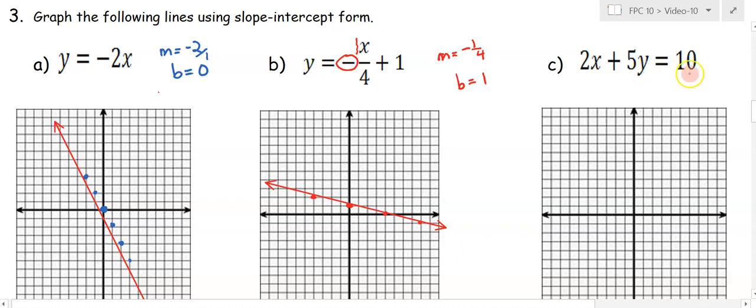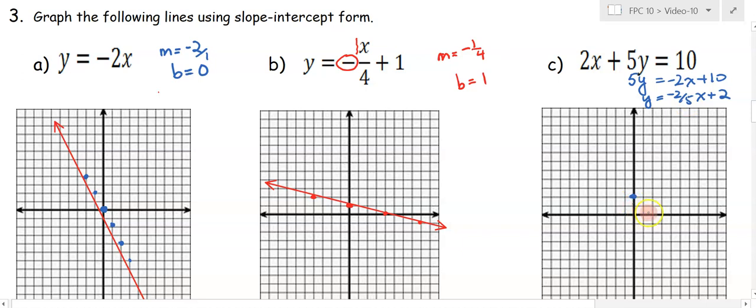The next question you'll notice is not in slope-intercept form. So to be able to graph, we have to have it in slope-intercept form unless we want to make a table of values. But I like slope-intercept form if it works out nicely. So I move my 2x to the other side. I divide everything by 5. And now I have my y-intercept of 2. And I have my slope of negative 2 over 5.